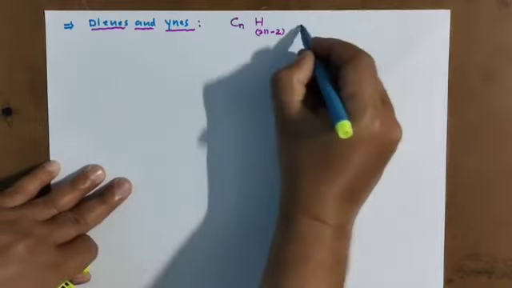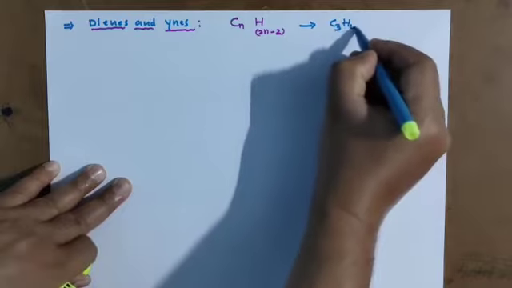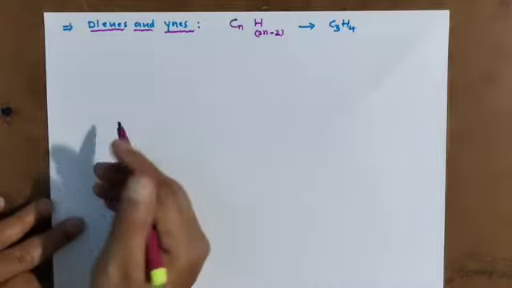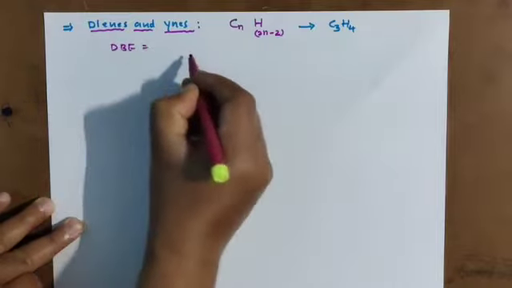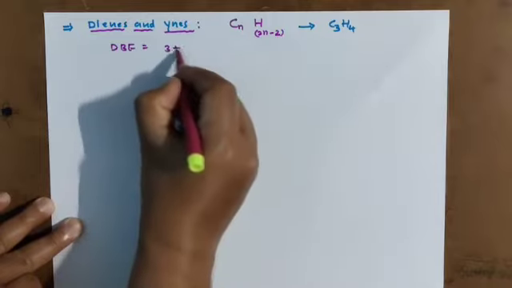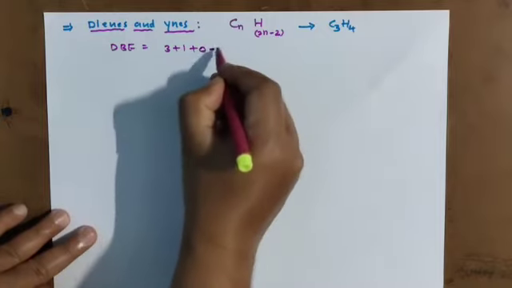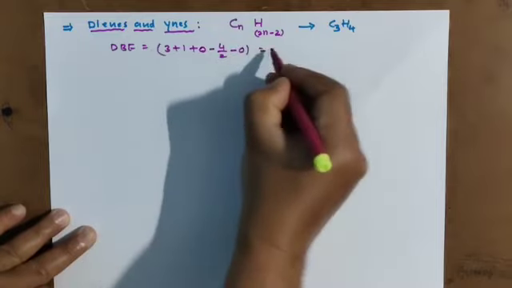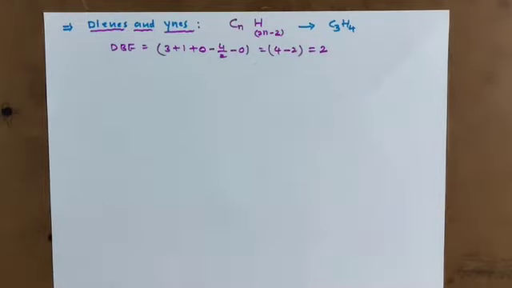Now I am taking an example for this: C3H4. We have to prove functional group isomerism in C3H4. First we have to calculate DBE. Number of carbon atoms 3, plus 1, plus N by 2 (not there), minus H by 2, which is 4 by 2. That gives 4 minus 2, which is 2. So we got DBE 2.